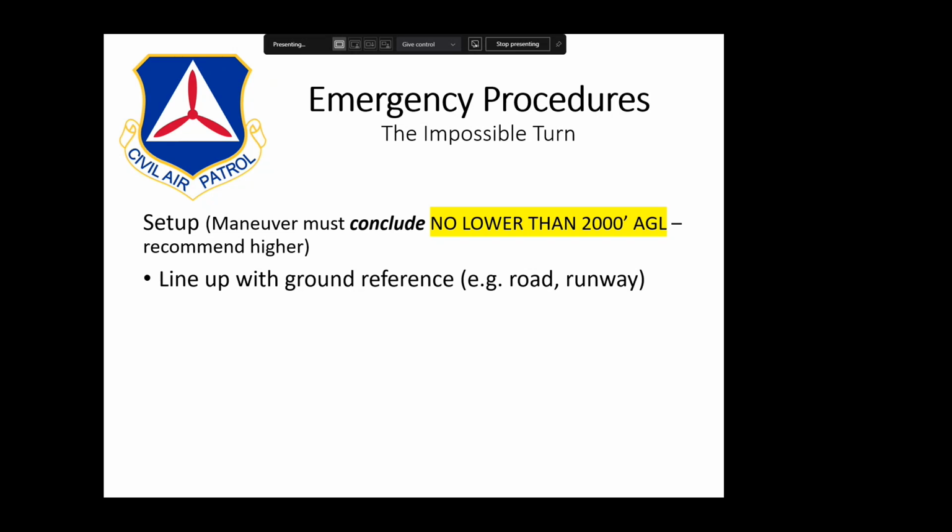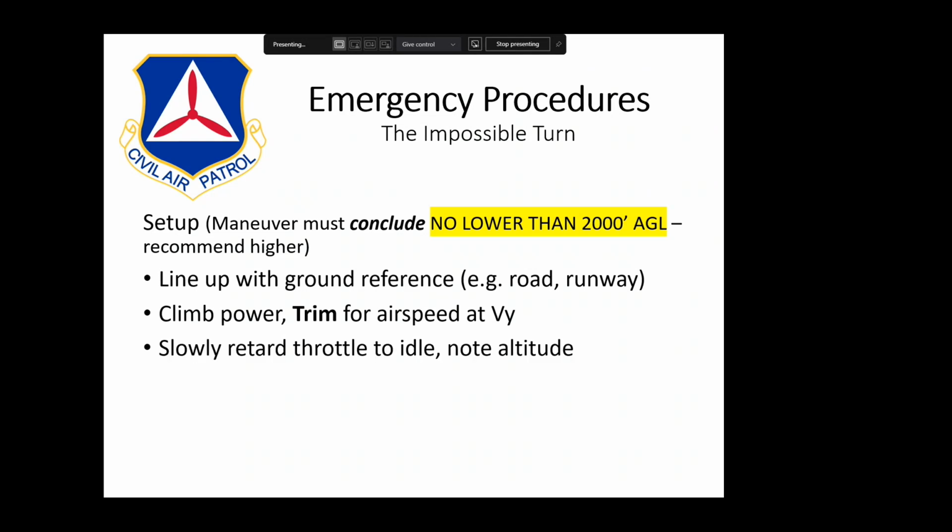If you find a road or a distant runway or something that is straight, you can sort of line up with it. That's good. And then you set for climb power, trim for airspeed at VY. So you're simulating a climb out situation. Next. And then slowly retard throttle to idle.